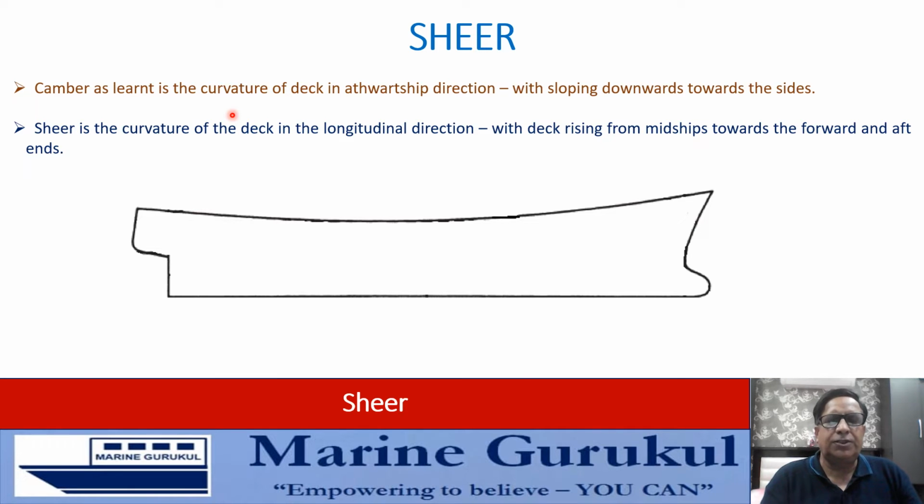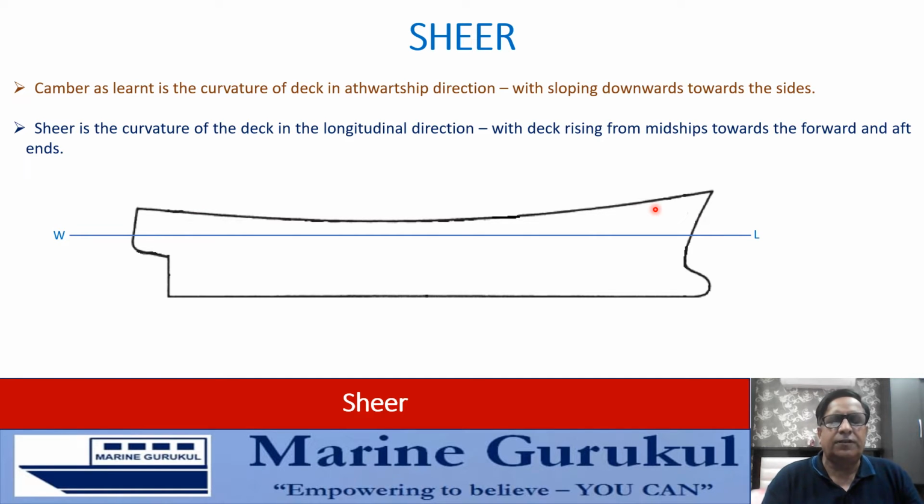We can see this picture. In this we can see the upper deck rising from midship towards the forward end and also towards the after end. This curvature is what is called the shear. Now this shear is measured at the perpendicular.